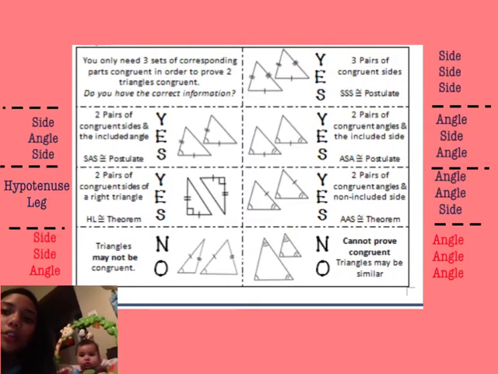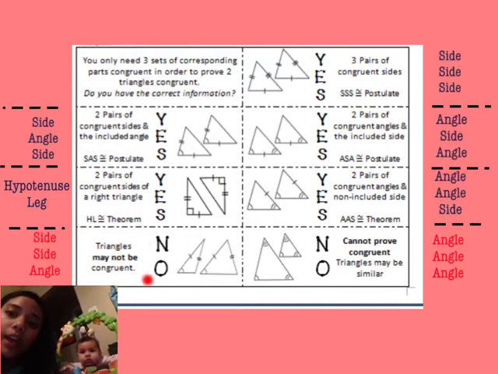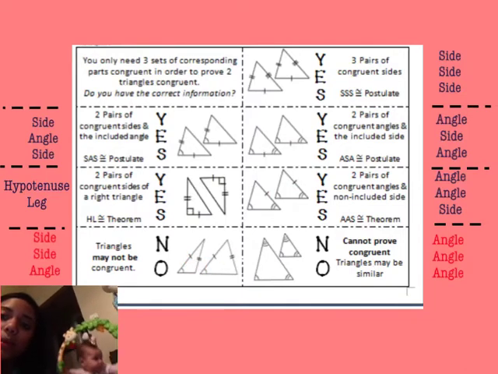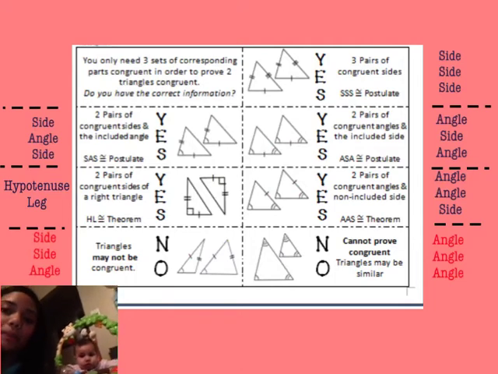So we're going to go this way, side, side, angle. So here we have a side that's the same, a side that's the same, and we have the same angle too. They may not be congruent. Side, side, angle will not be congruent.